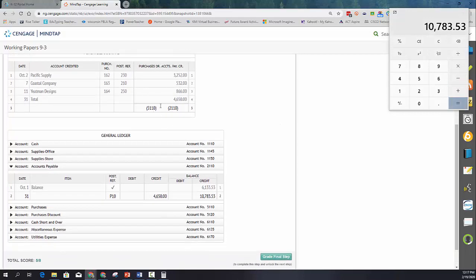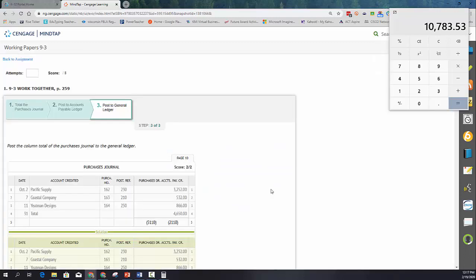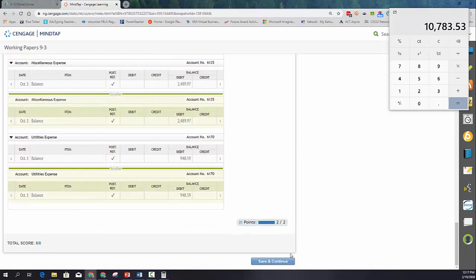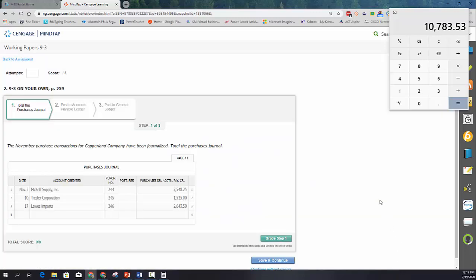And again, below those totals, I have 2 numbers in parentheses, and it automatically put it in parentheses, to indicate that I posted to both my purchases account and my accounts payable account. Then I can click on grade final step. Whoop, whoop. Got it all right. I got an 8 out of 8 on this one. Go ahead and try that on your own.